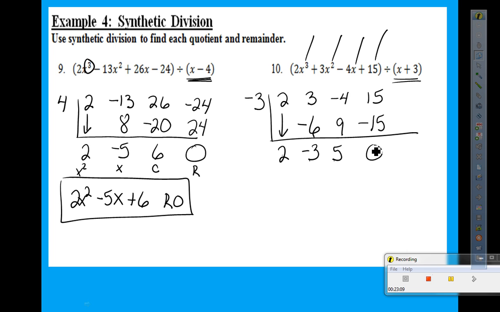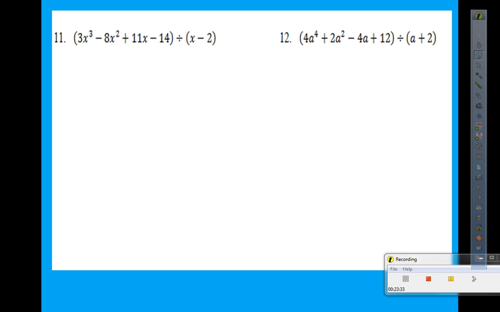We started with the cube. Go down 1. This represents the squared, the x, the constant, the remainder. So I've got 2x squared minus 3x plus 5 equal 0. Okay. Now, number 11 is just like it. There's nothing fancy on number 11. But on number 12, 13, and 14 there are.